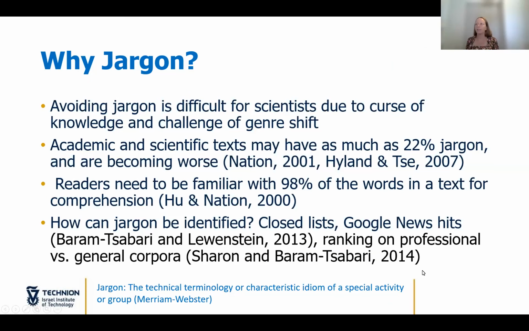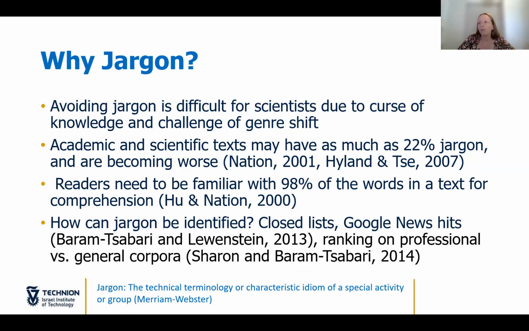And avoiding jargon is difficult for scientists due to the curse of knowledge and challenges of genre shift. We know that academic and scientific texts may have as much as 22% jargon and are becoming worse actually with years. Readers need to be familiar with 98% of the words in a text for comprehension. Now, this is a bit simplistic, but let's say that if it's more than 1 in 50 words that we don't understand, that's starting to be a problem, okay? I'm not saying that this is the number and we should always stick to it.